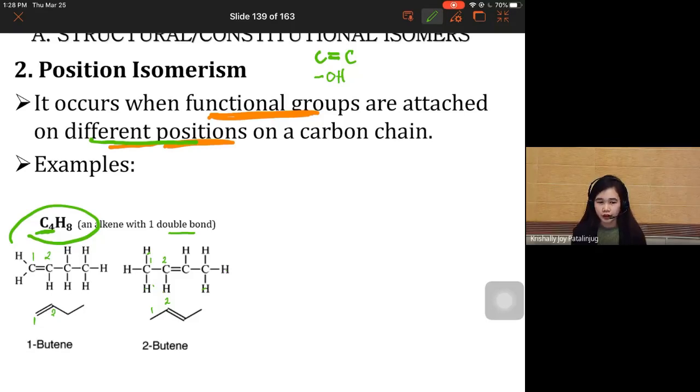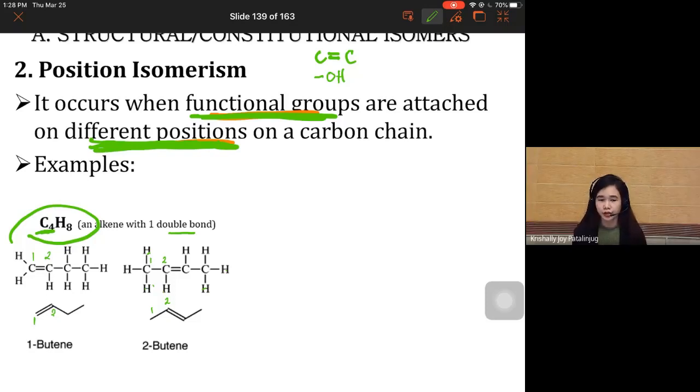Okay? Particularly, bakit nagkaiba yung structure nila? Because they have different positions of functional group. What functional group is being specified? Double bond, alkene. Okay, magkaiba yung position ng double bond. Okay, sa both alkenes na to. So this is an example of position isomerism ha.